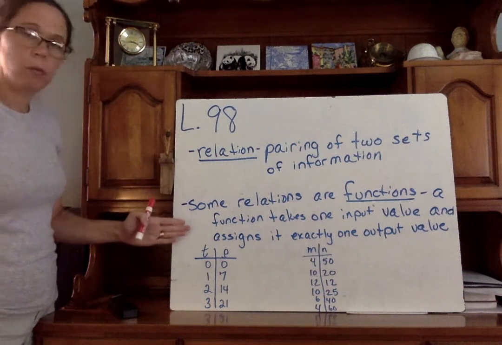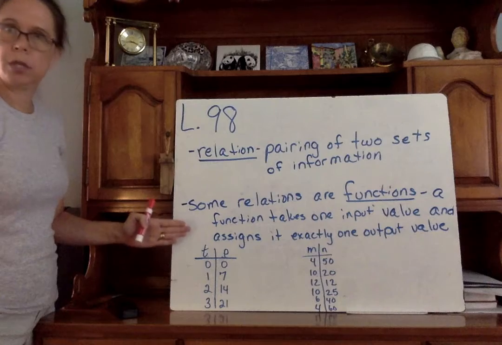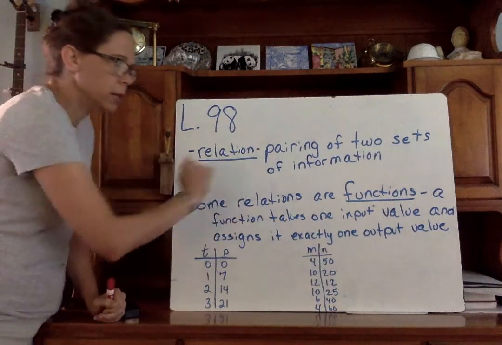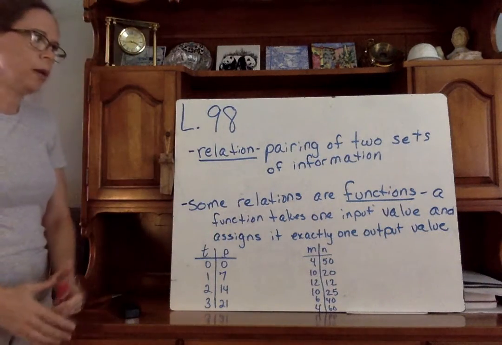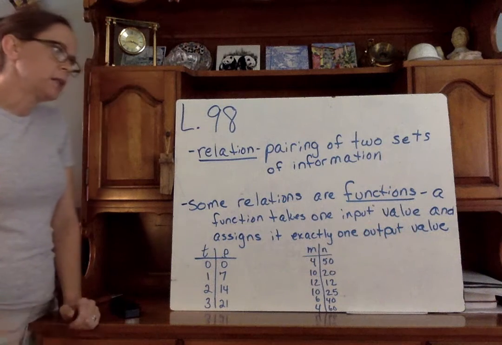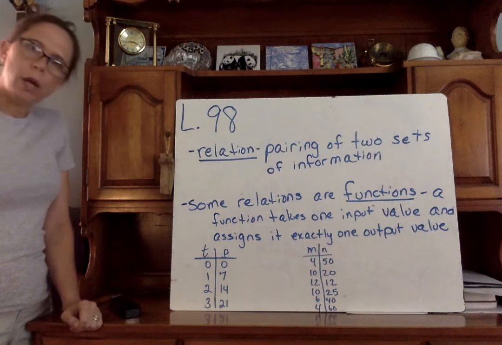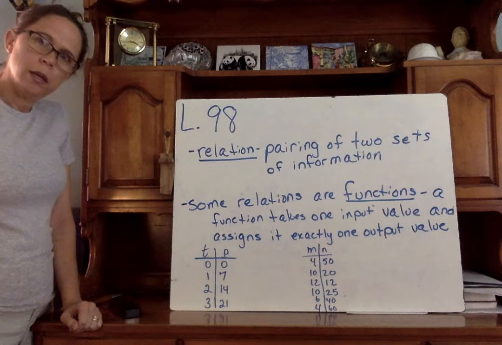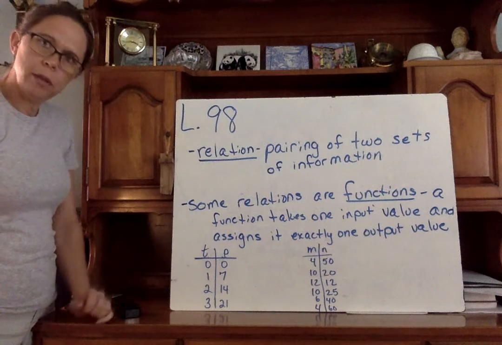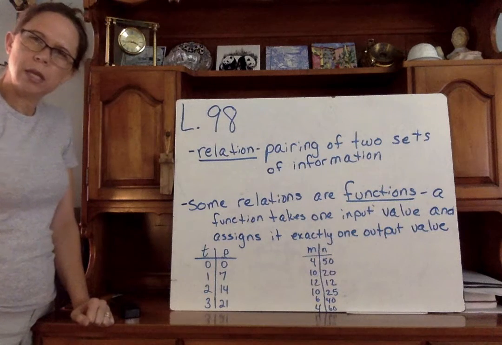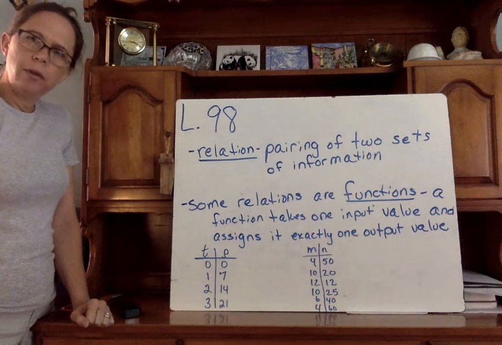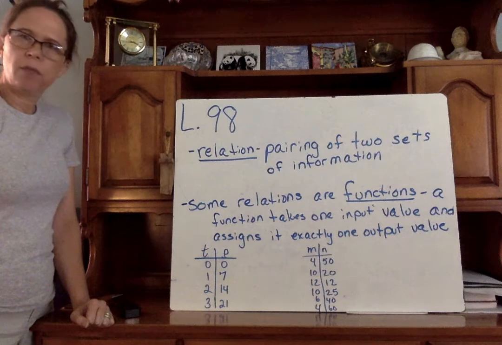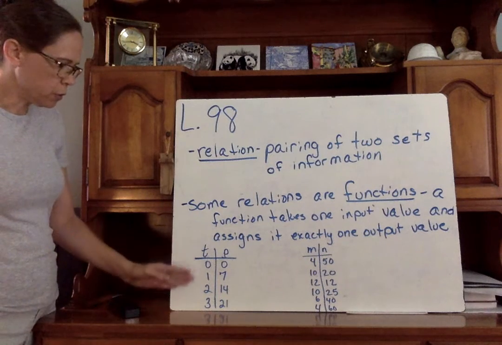Now, some relations are functions. Go ahead and get this in your notes. A function takes one input value and assigns it exactly one output value. Get that in your notes. Pause it if you have to. Now we're going to use two examples of two sets of numbers to see if these sets of numbers form a function. So let's look at our first set.